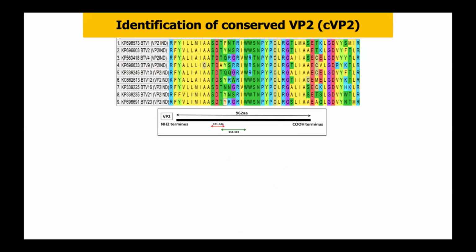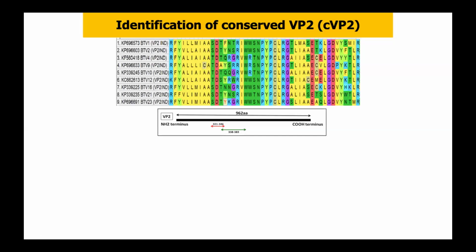Now the problem with using VP2 was it is highly variable. Let's say there are 29 different serotypes of bluetongue virus. The VP2 of each of those serotypes is completely different. So we cannot make one VP2 and expect it to work for all the serotypes. So with that in mind, we have identified a conserved region between amino acids 338 to 383 in this particular VP2 protein, and hope that maybe this conserved region among all the serotypes, if we use that part as a vaccine, can protect against multiple serotypes.